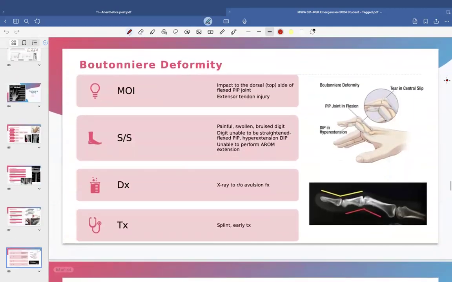Boutonniere. Now you've moved down to the bigger joint, the PIP. It's going to be your extensor tendon. Boutonniere deformity, extensor tendon injury, PIP joint. Splint.